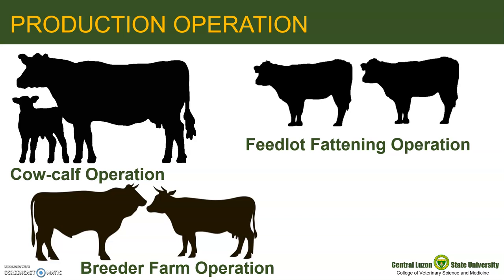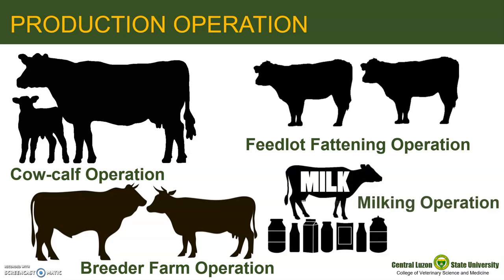This operation system is not exclusive to the beef cattle, especially the cow-calf and the breeder operation, as dairy and water buffalo farms are also practicing this operation, but in most cases for their own benefit. The main operation of dairy cattle and water buffalo production is the milking operation, where milk is the main end product.